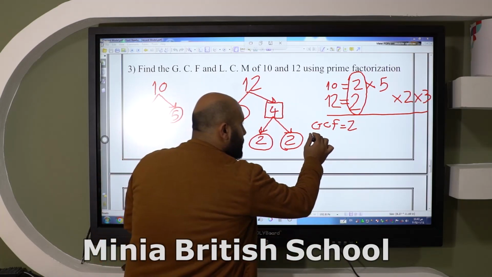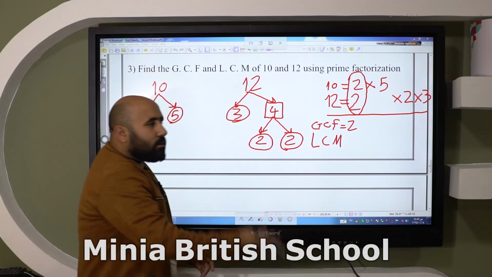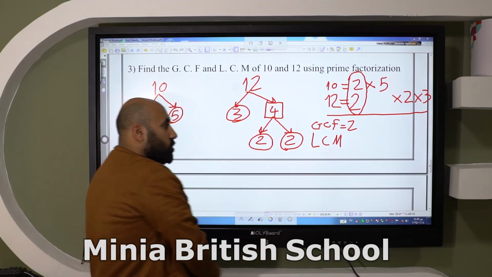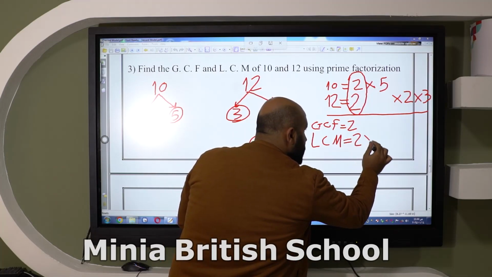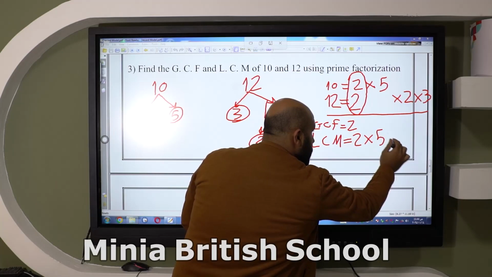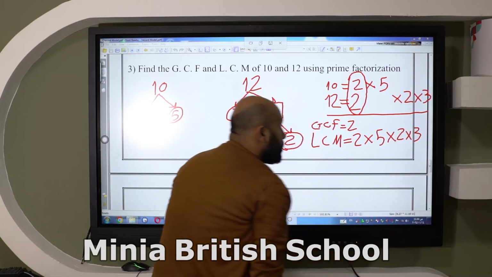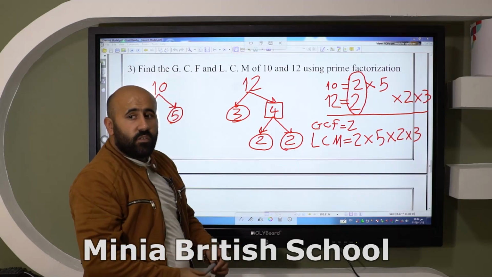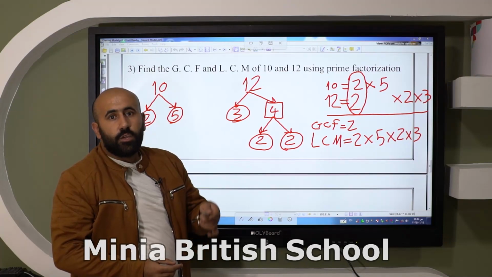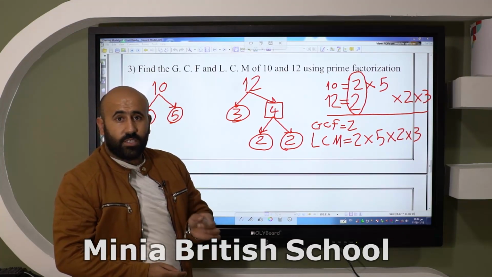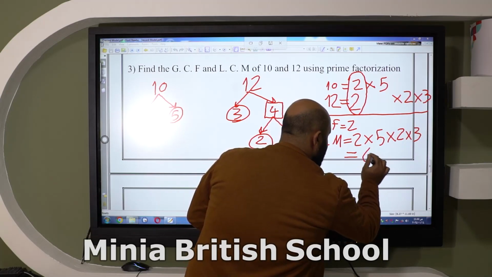What about the LCM? The LCM is simply multiplying them all. So 2 times 5 times 2 times 3. 2 times 5 equals 10. 10 times 2 equals 20. 20 times 3 equals 60. So the LCM at the end equals 60.